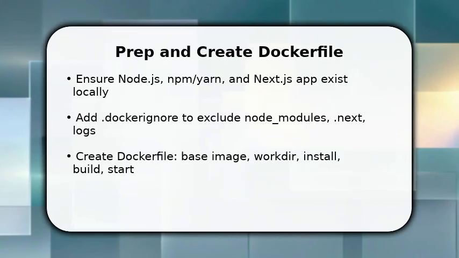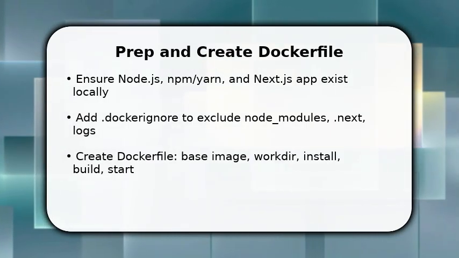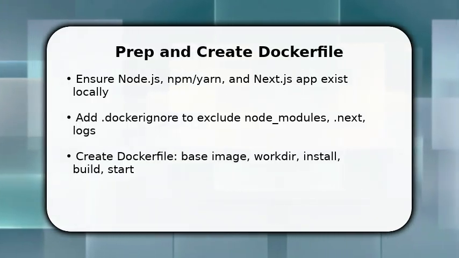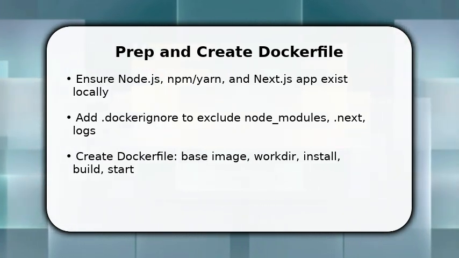Use an official Node base, set a workdir, copy package.json and the lock file, install dependencies, copy the source, run next build, and set a lightweight runtime stage to run next start. This speeds builds and reduces final image size.